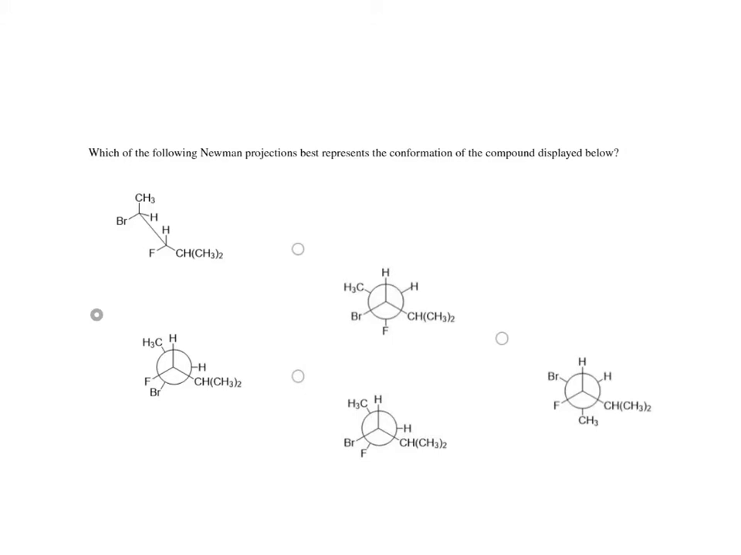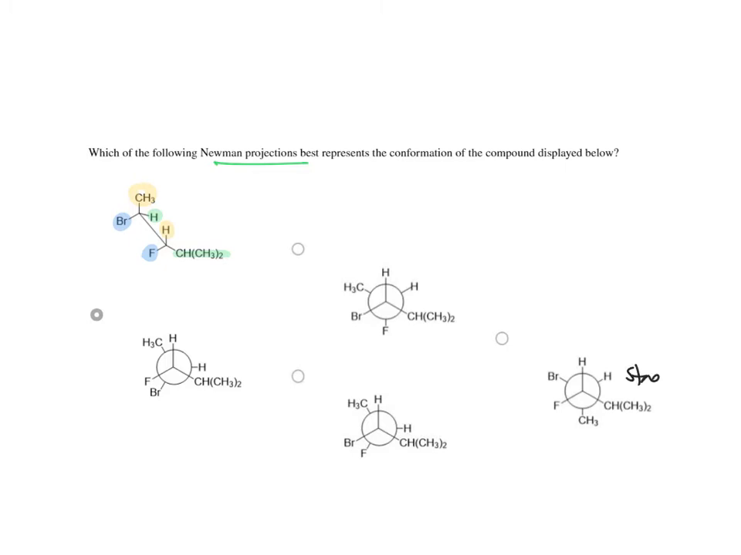All right, which of the following Newman projections best represent the conformation of the compound displayed? All right, so do you see that this is eclipsed? So here's the methyl and the hydrogen, and they're eclipsed. If we look at this hydrogen and this isopropyl, they're eclipsed. The bromine and the fluorine are eclipsed. So I'm looking for eclipsed structures.